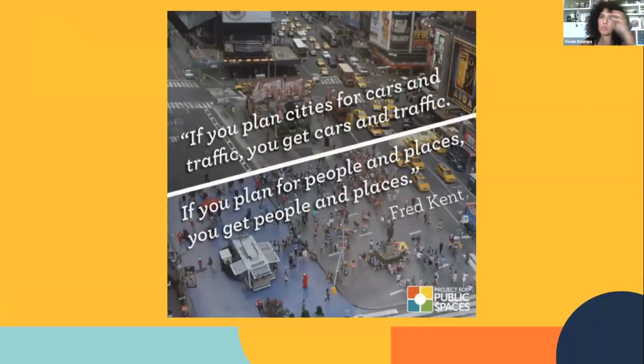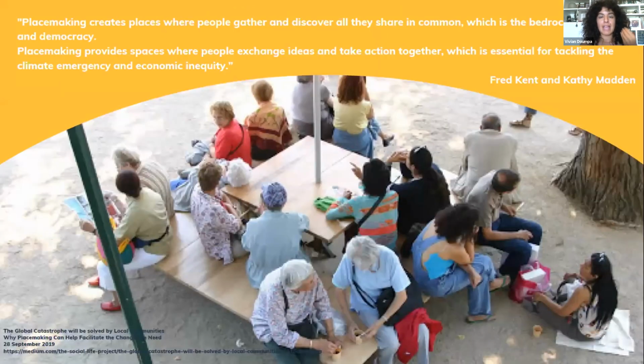Now moving a little bit more to the mobility aspect of it. Fred Kent, one of the fathers of placemaking, says that if you plan cities around cars and traffic, you get cars and traffic, but if you plan around people and communities and places, then this is what you will attract. Of course, you can attract it by designing this way, but it's also important to address the elements of democracy, participation, and inclusion.